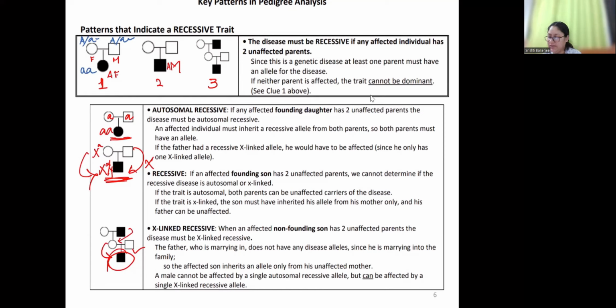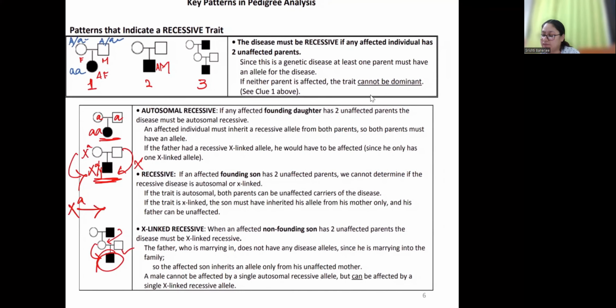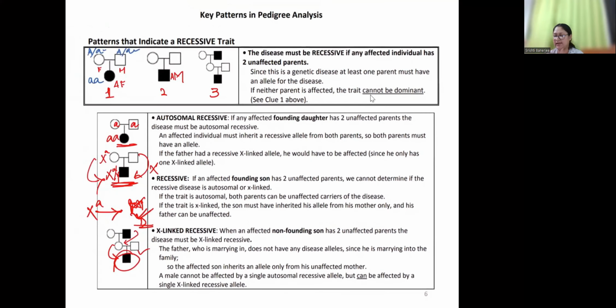A male cannot be affected by a single autosomal recessive allele, but can be affected by a single X-linked recessive allele. Is it clear? If it is a single autosomal recessive allele, it has to be two to be affected. But in case of a single X-linked recessive allele, it can be, because the disease trait is on the X, and if this goes to the male, he will have the disease. Clear? So I guess it's briefly clear what the different options, or different assumptions, we have in case of autosomal recessive.